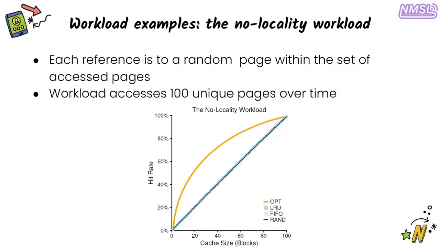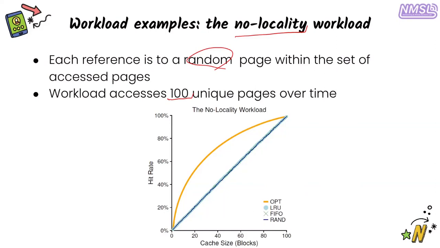Now, when we're trying to evaluate these policies, we need to consider the workload, meaning, what is the access pattern? What is the behavior of which pages are being accessed? And again, we can use some kind of history to come up with these, but let's go through some typical example ones. The first one is no locality, meaning basically everything is random. So here, let's say the workload accesses 100 unique pages over time.